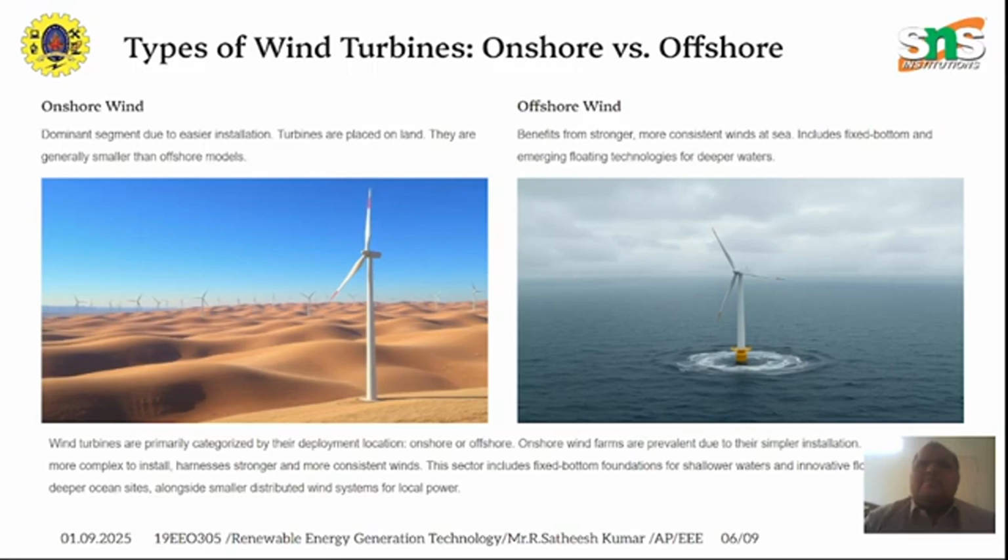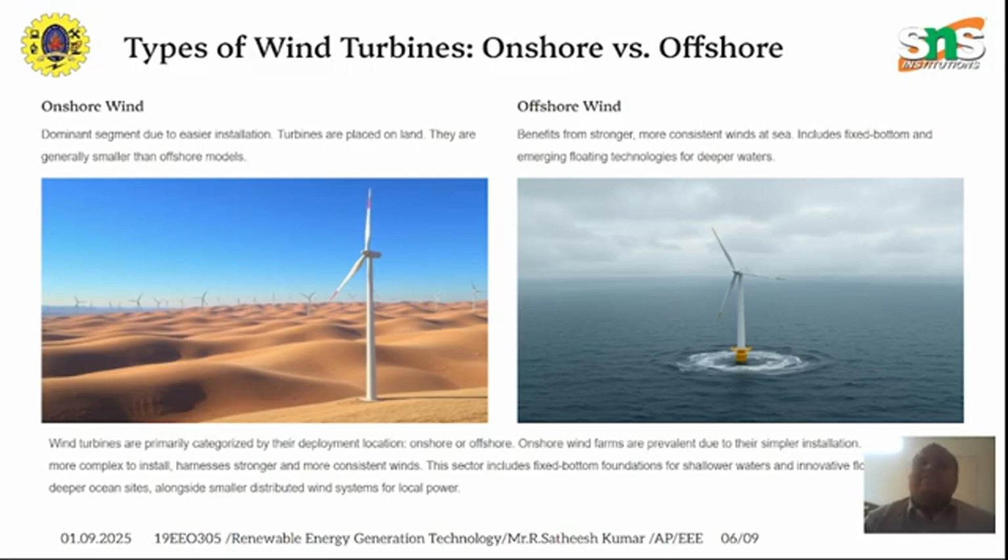So these are some images which show an onshore wind turbine and an offshore wind turbine. In an offshore wind turbine, the turbine is placed inside the sea. Transmitting the power from inside the sea through cables is a very challenging task, and also the wind turbines are placed in sea water, so the foundation will start to corrode much faster.